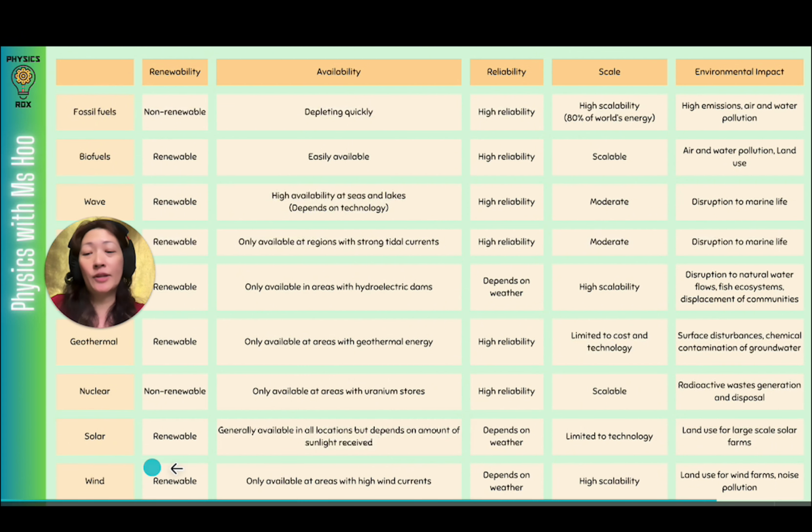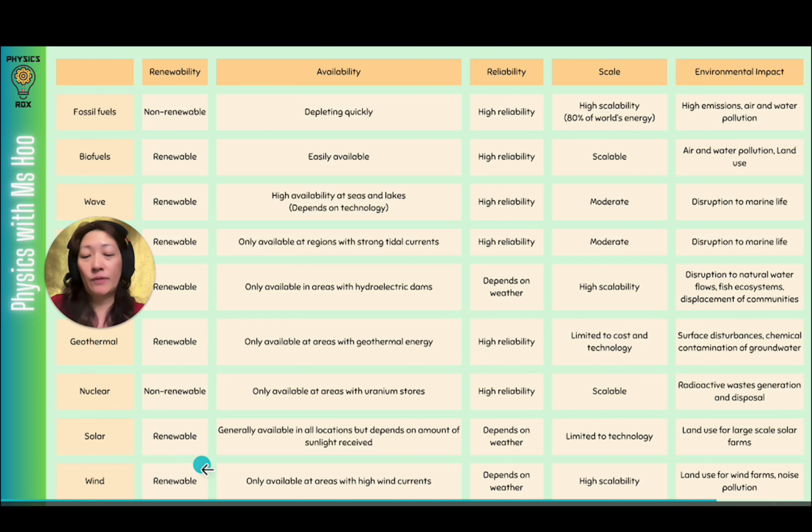Solar energy is renewable and it's generally available in all locations, but it does depend on the amount of sunlight received. Because of this, the reliability depends on the weather, and its scalability is limited to the technology available to harness the solar energy. The environmental impact most widely felt with solar energy is the high amount of land required to build the large-scale solar farms.